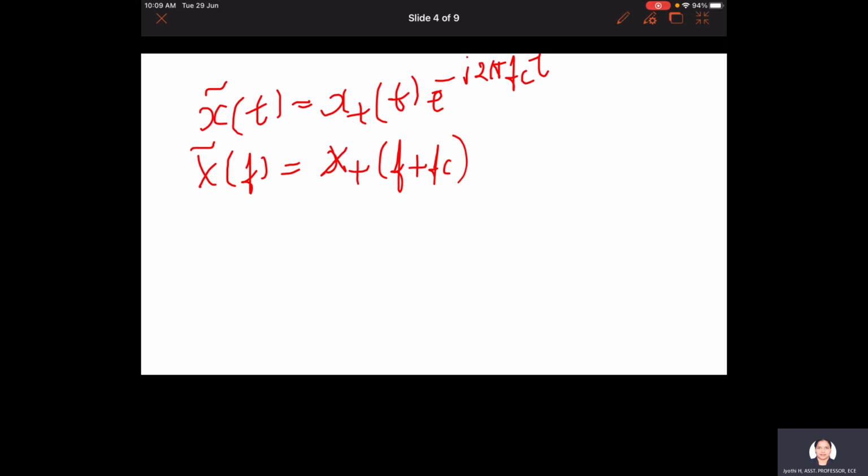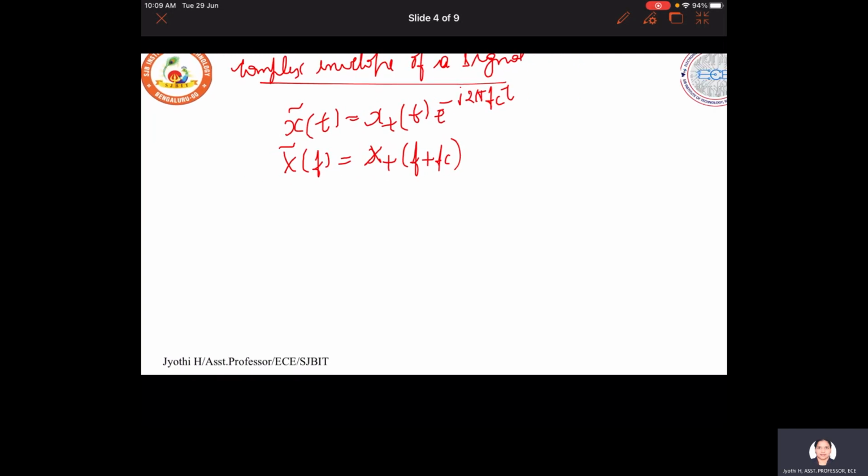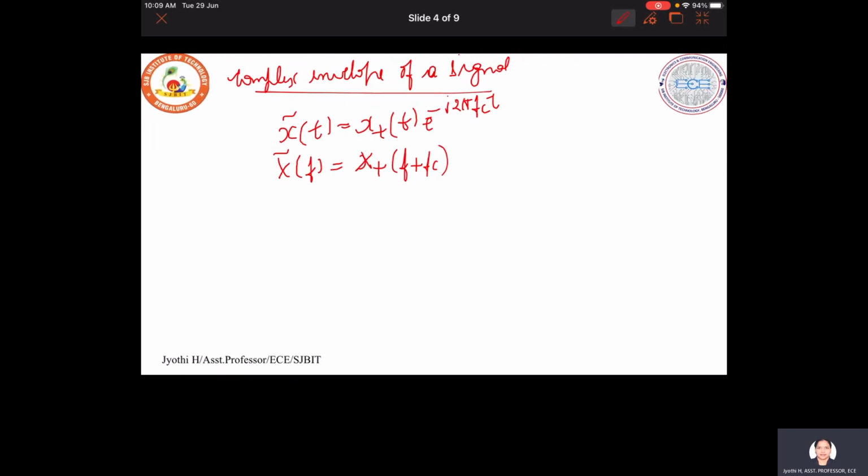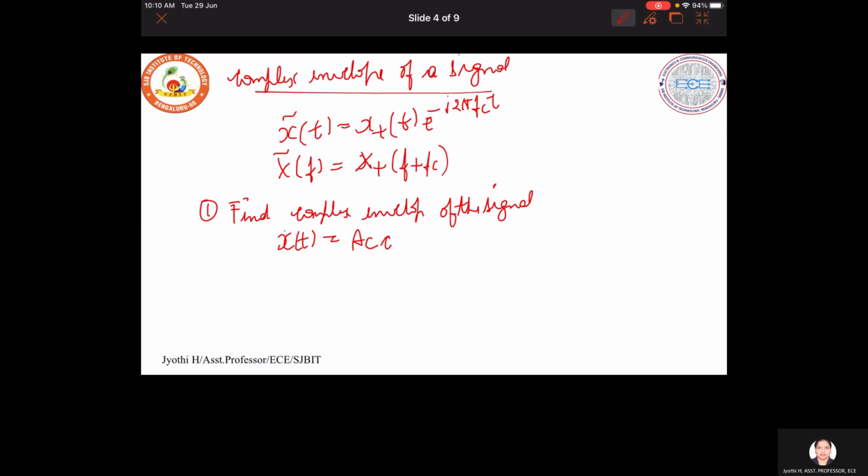Next is to find the complex envelope of the signal. For that, let us take the first example: find the complex envelope of the signal x of t is equal to Ac cos of 2 pi fc t.